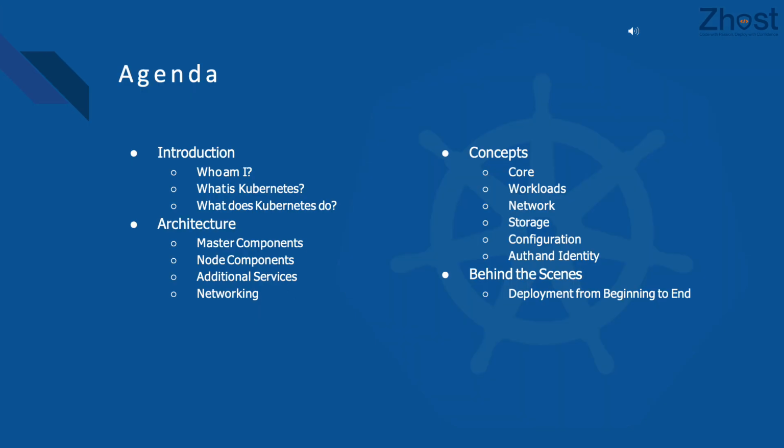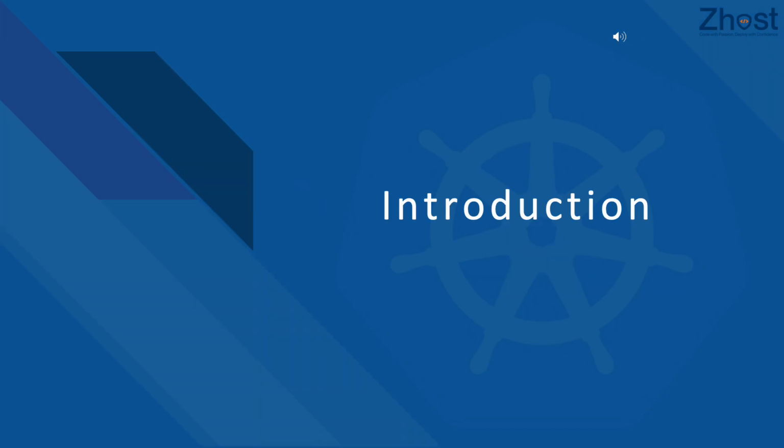Here is the list of content which we are going to cover in this video. Introduction focus points are: who am I? What is Kubernetes? What does Kubernetes do? Architecture focus points are: master components, node components, additional services, networking. Concepts: core workloads, network, storage, configuration, auth and identity. Let's continue to the next slide in the video.